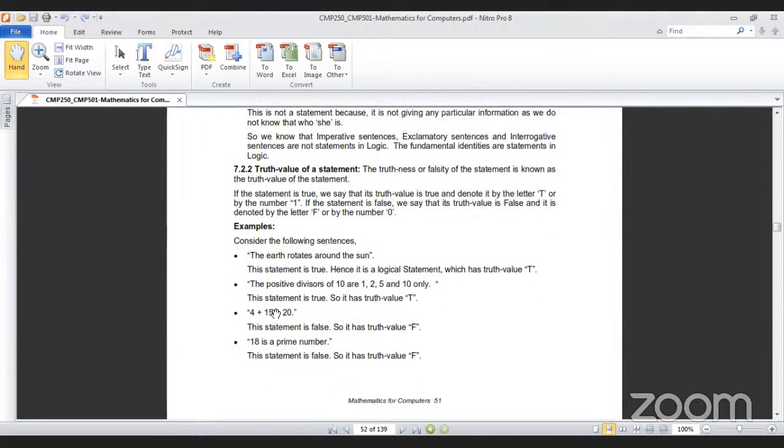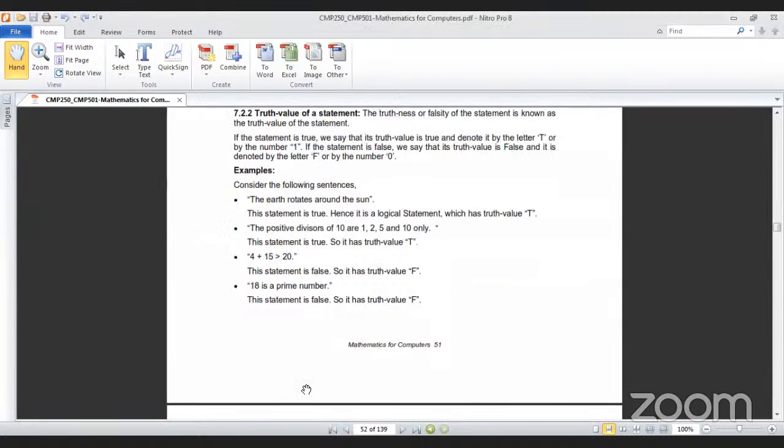Now let's see. 4 plus 15 is 19. Is 19 greater than 20? Obviously not. It's not possible, na? So the truth value is F. False. Yes, F.